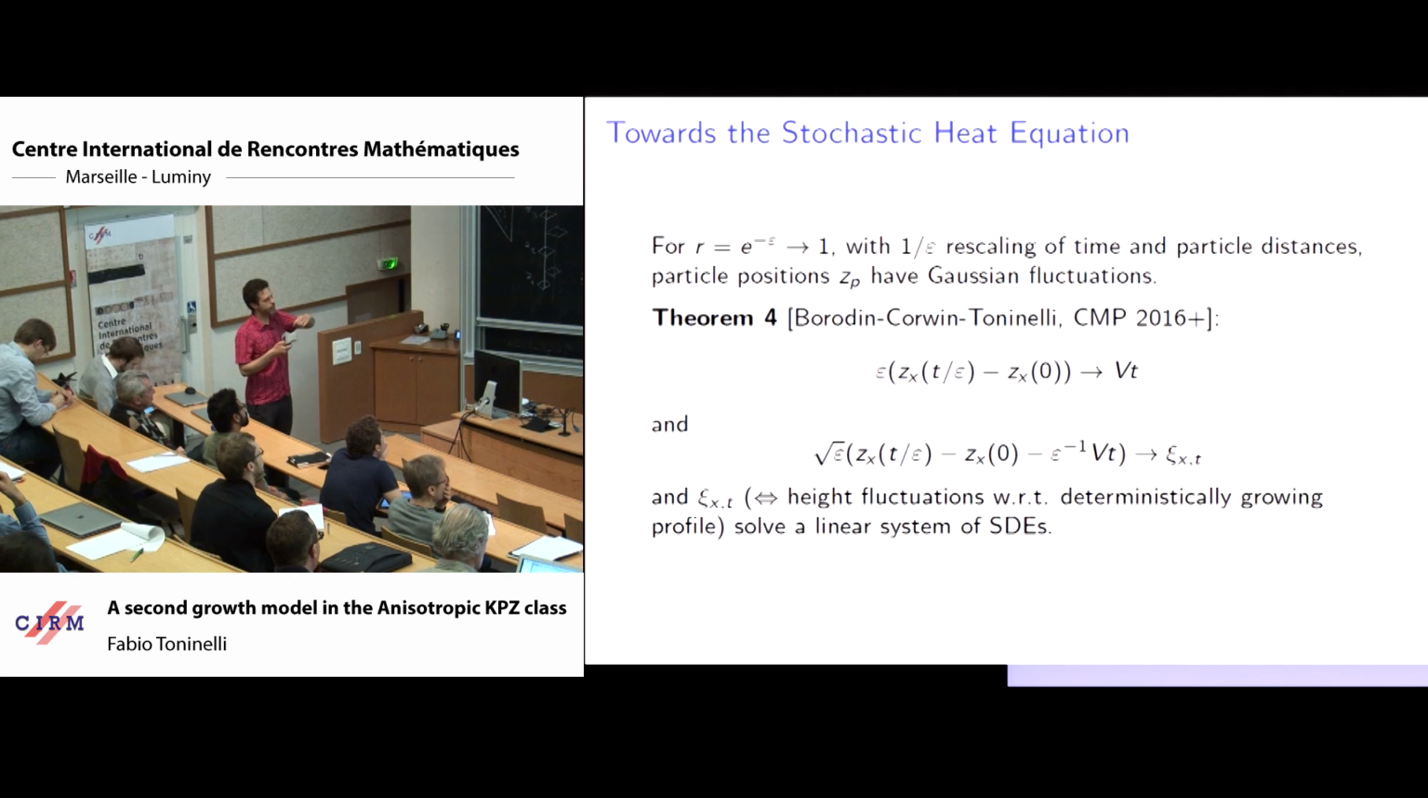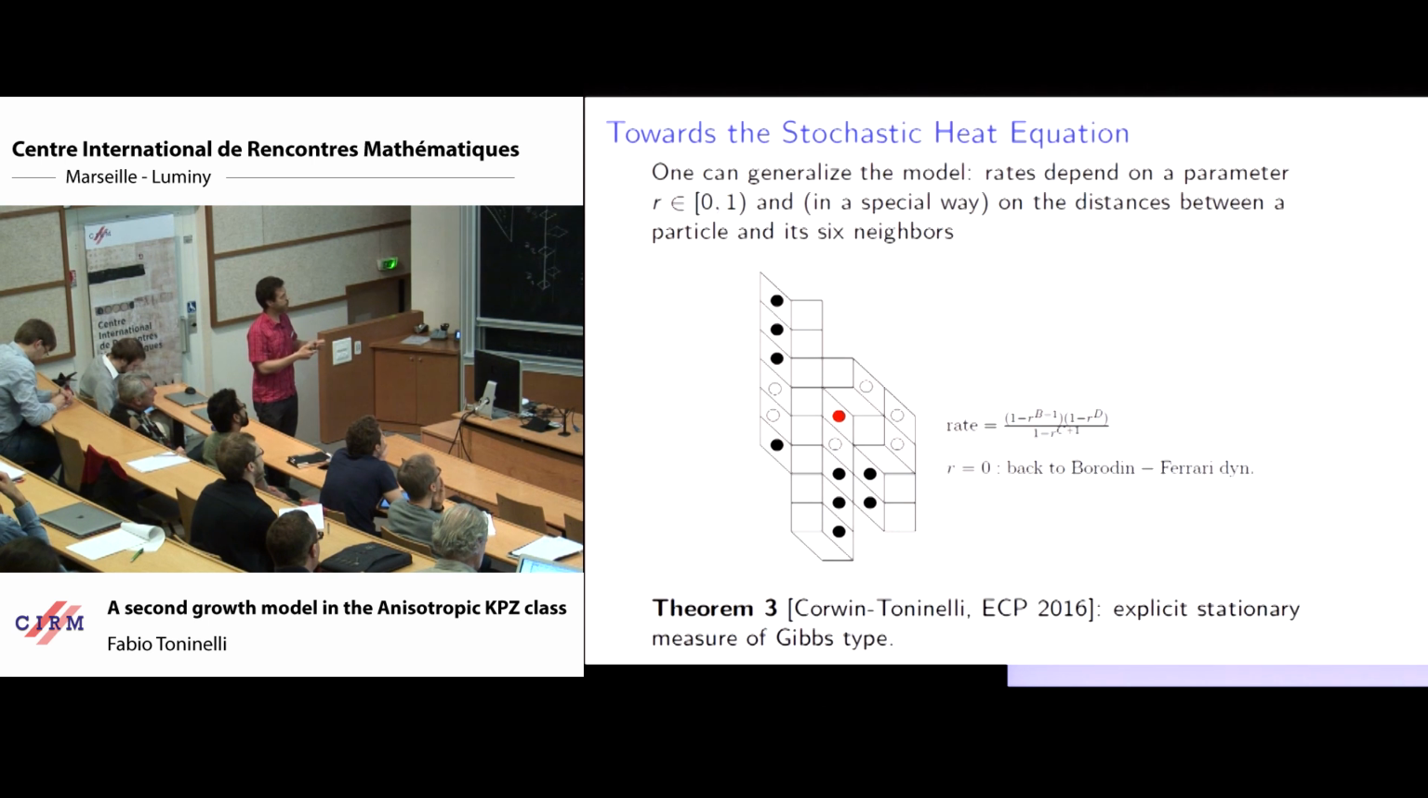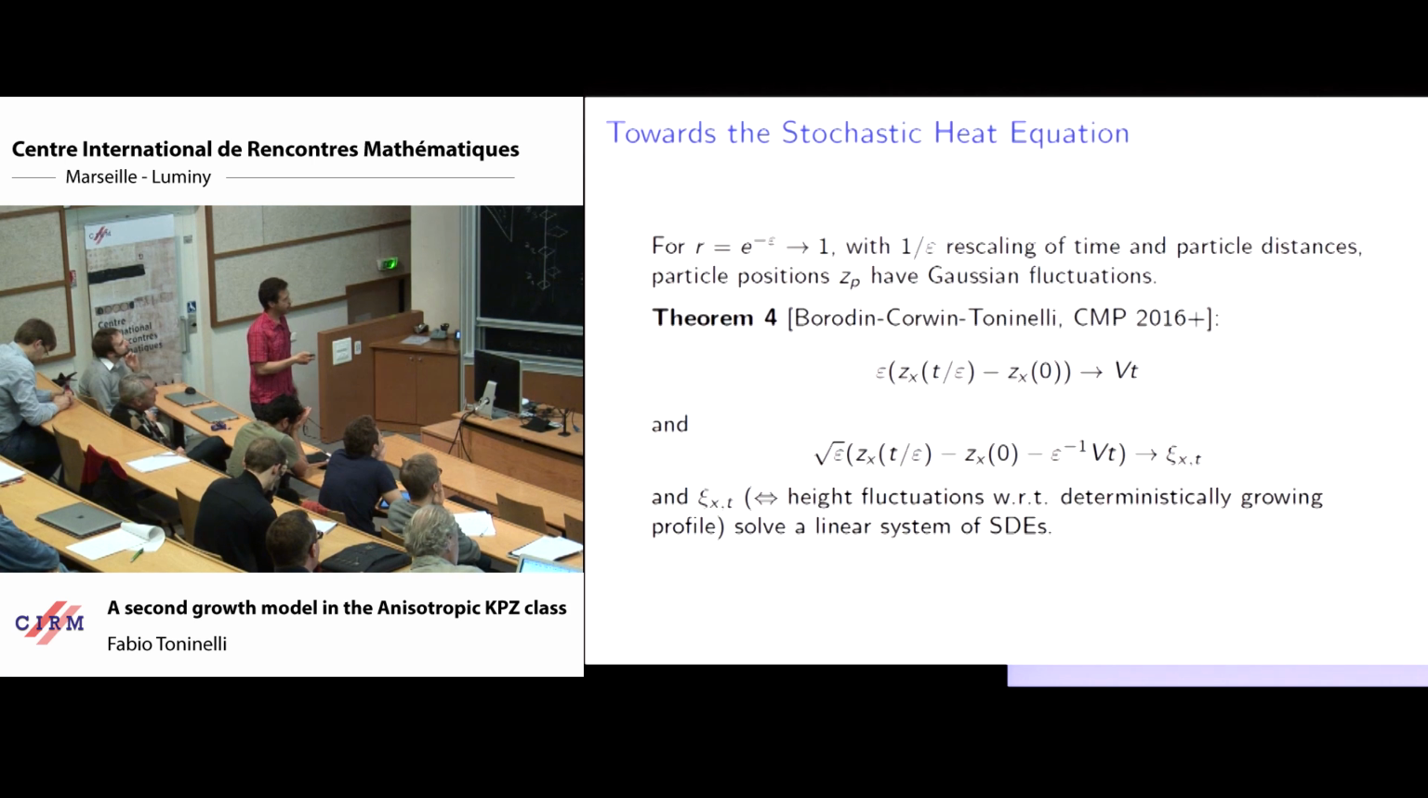Okay, so then what we do is to take a limit where this parameter, remember, to recover the Borodin-Ferrari dynamics, you have to take R to 0. If you do the opposite limit, R going to 1 instead, it turns out that things simplify. So you have to take R to 1, like e to the minus epsilon, at the same time scale particle distance by 1 over epsilon, and then see what happens, and scale time. So the result says the following.